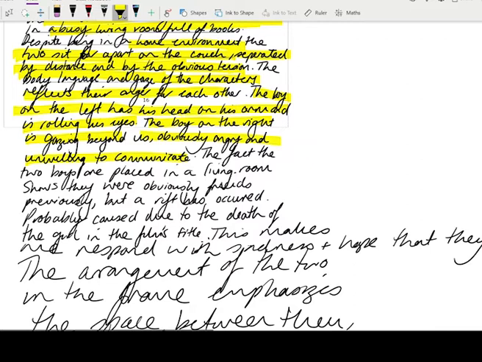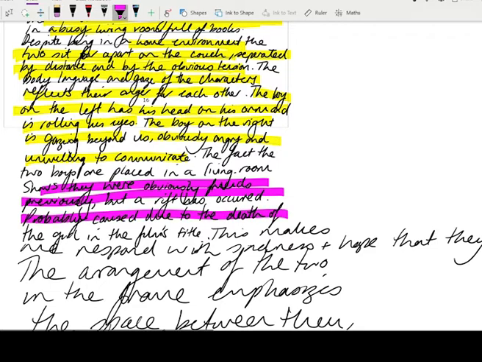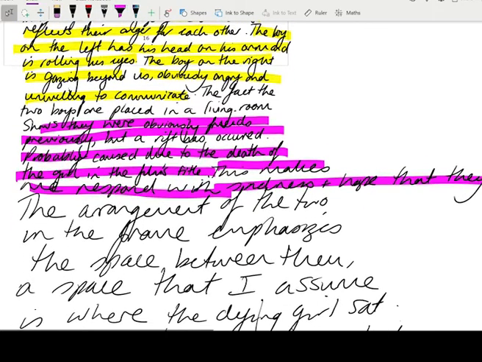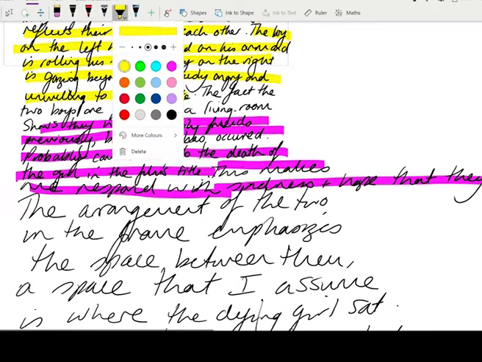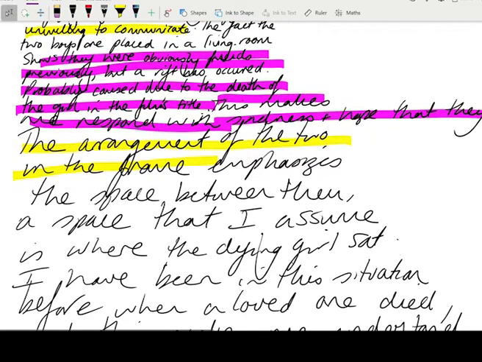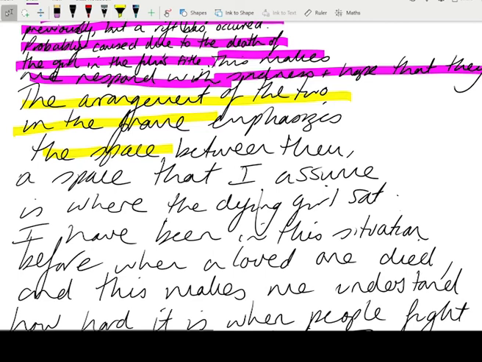All right, so then I go into my response. I felt that obviously friends and a rift has occurred. This makes me respond with sadness and hope. All right, going back, second paragraph, I've talked about the arrangement of the two in the frame. I've talked about the space.